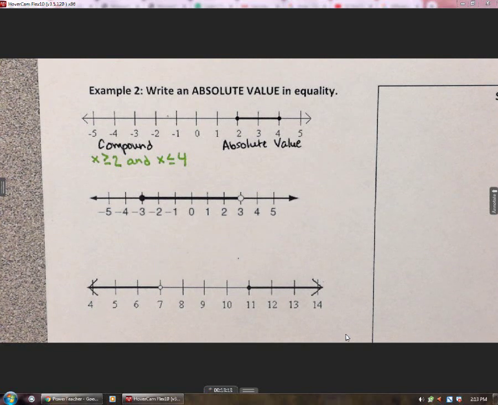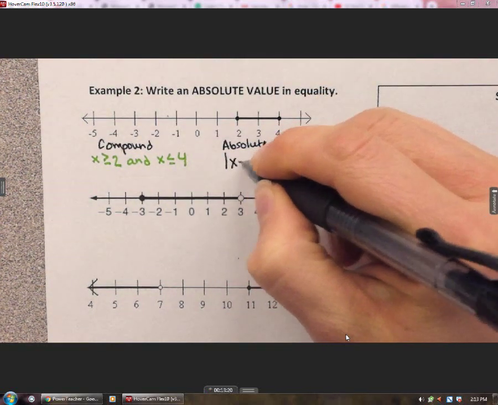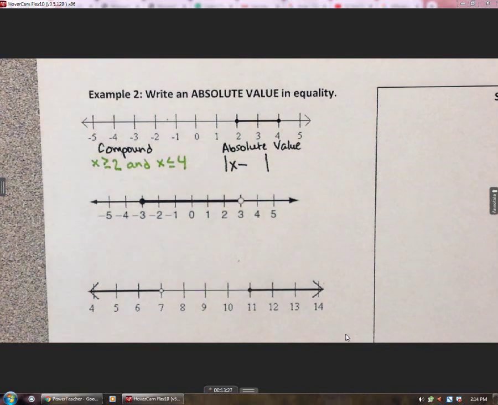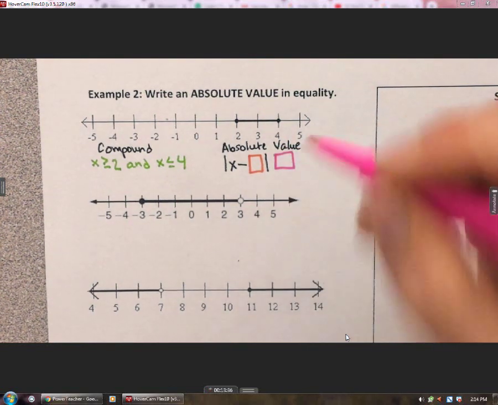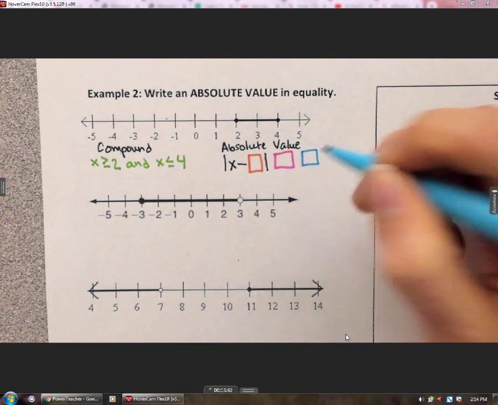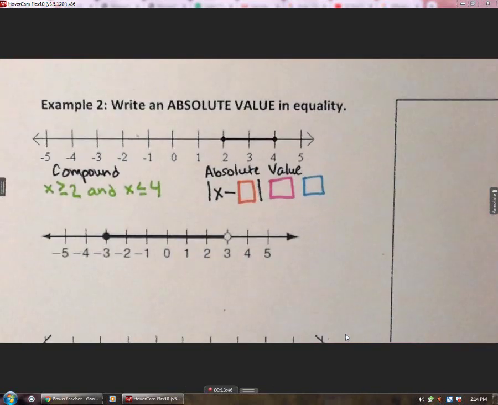The absolute value situation is going to look different. Your answer will always look like absolute value of X minus something. You got to find three things. Three things you're finding. Midpoint, inequality symbol, and the distance from the midpoint. Three colored boxes, three things we got to find.